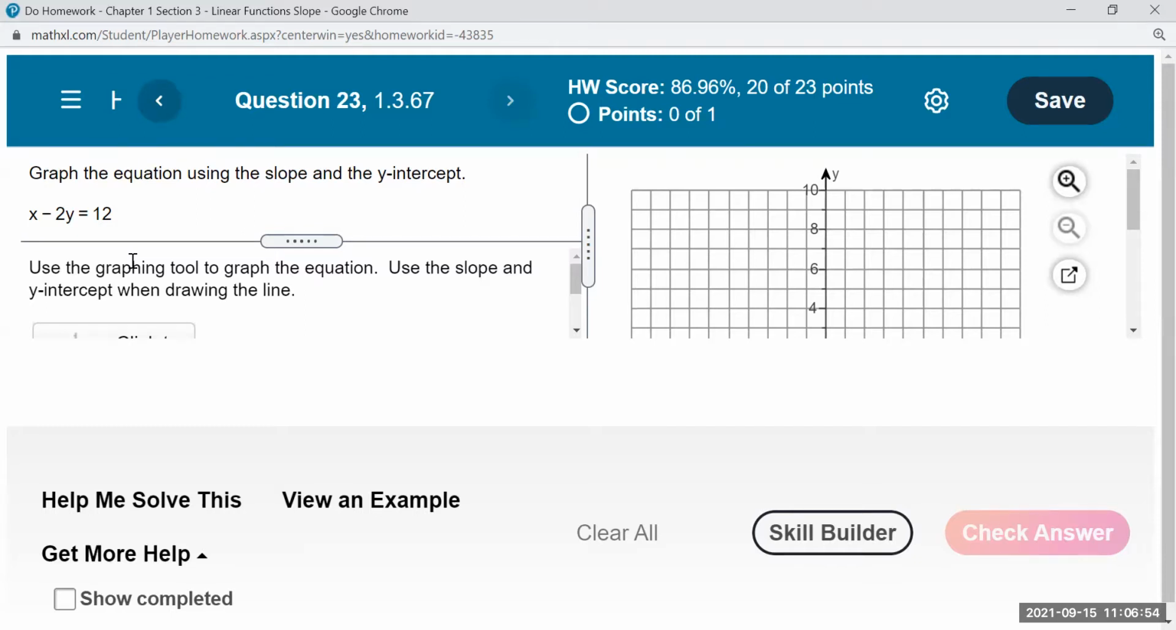All right, that does it for section 3. Then let's go ahead and take a break.